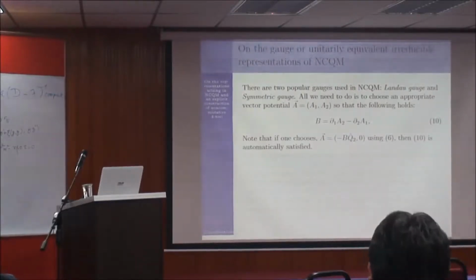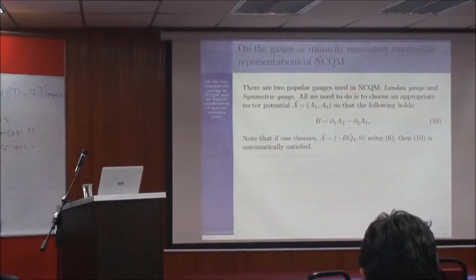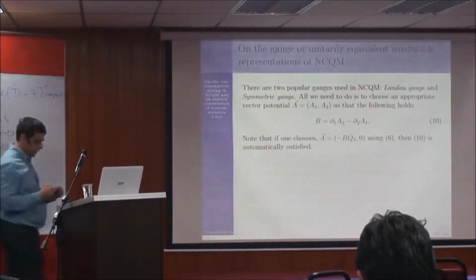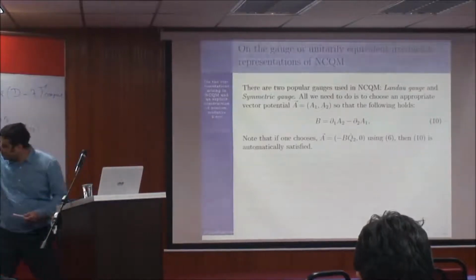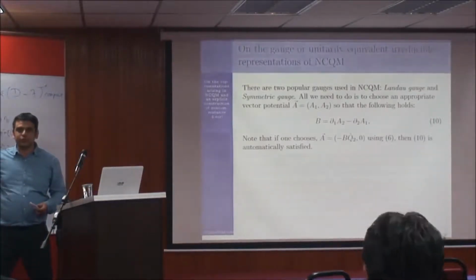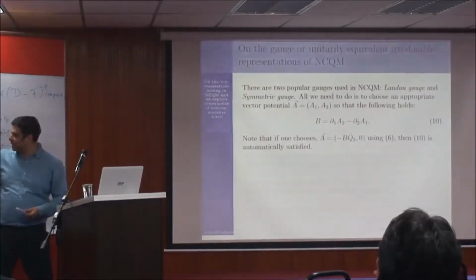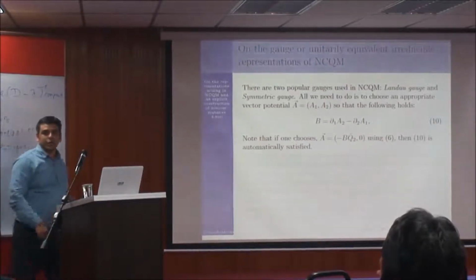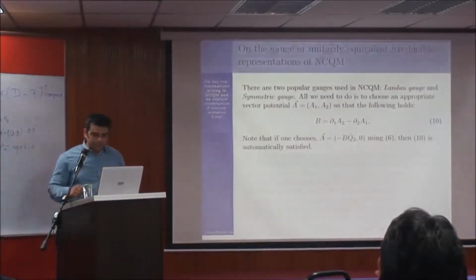So also you can try this: B over 2 Y minus B over 2 X, something like this. You can check it, okay? So this symmetrized situation corresponds to the symmetric gauge, and this one is called the Landau gauge in the literature.